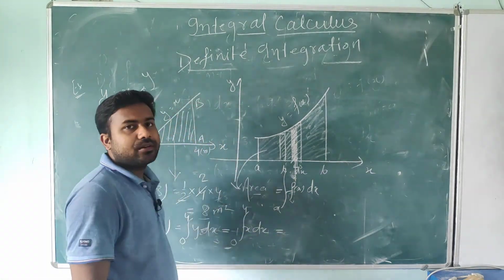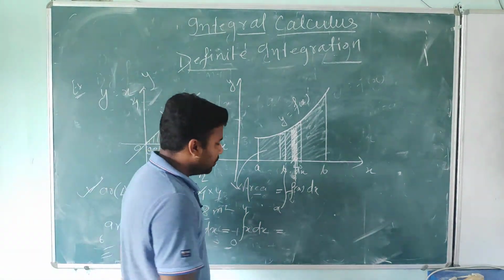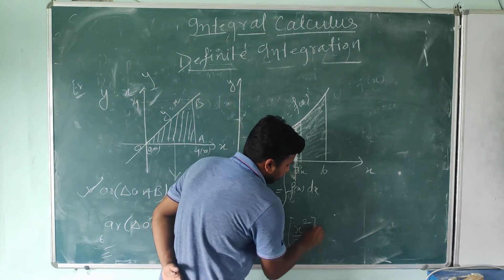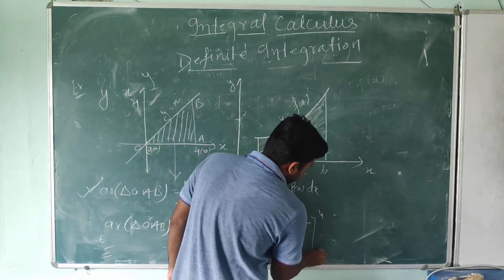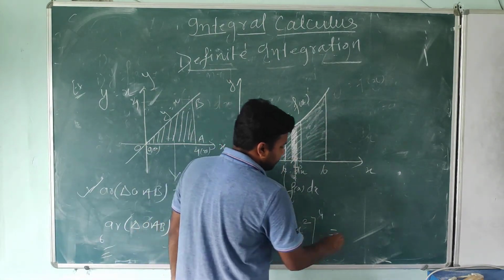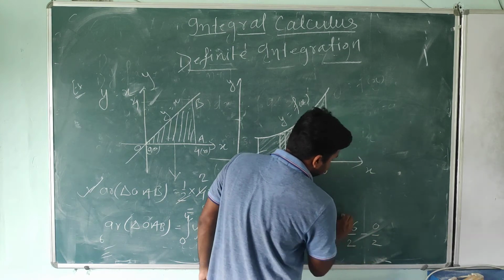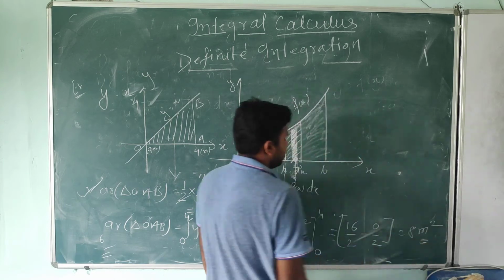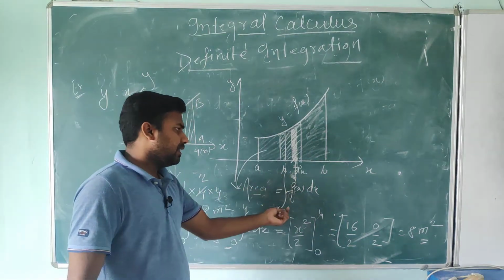Now we know the integration of x, which is x to the power 1, so 1 plus 1 is 2. So you will get x to the power 2 divided by 2, and you put in the upper limit and the lower limit. The upper limit is 4 and the lower limit is 0. Putting 4, 4 fours are 16 divided by 2, minus 0 divided by 2. If you solve it, you will get 8 meter square.